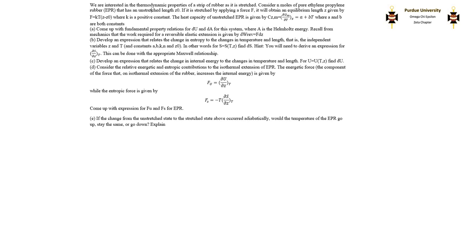And they also give us the heat capacity of unstretched EPR. So the first thing we have to do in part A is come up with fundamental property relations for dU and dA for the system, where A is the Helmholtz energy. And we're also given an expression for the work required for a reversible elastic extension. So the first thing I'm going to do is go ahead and draw a schematic of the situation.